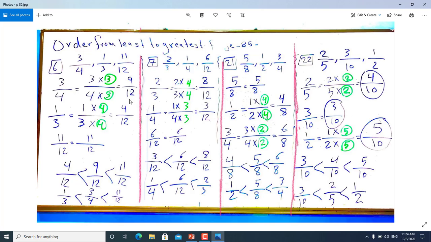Now we have three fractions. They have the same denominator, so we'll compare. We have 4 over 12. It's the least. And 9 over 12 we'll write second. And at last we'll write 11 over 12. And you can also write, in place of 4 over 12 we had 1 over 3, and in place of 9 over 12 we have 3 over 4, and in place of 11 over 12 we have 11 over 12. We will put it down.